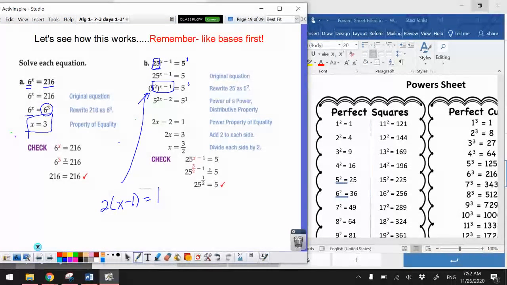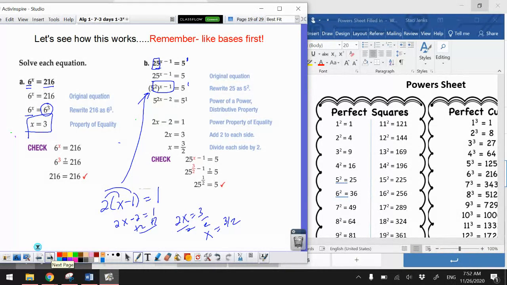And then to solve it, I know I have to distribute. So 2x minus 2 equals 1. I add my 2. 2x equals 3. Dividing by 2, x is going to equal 3 over 2. Okay? So again, like bases, we're going to pull those powers off and we're going to solve.